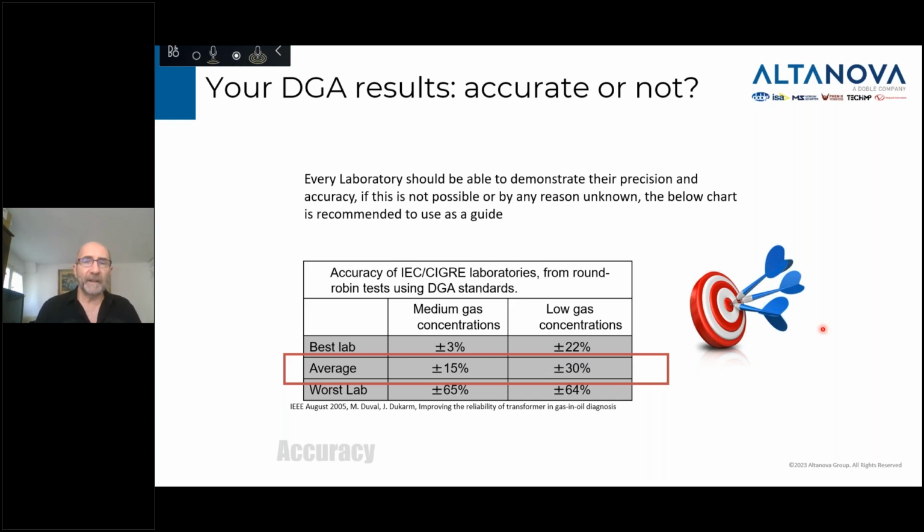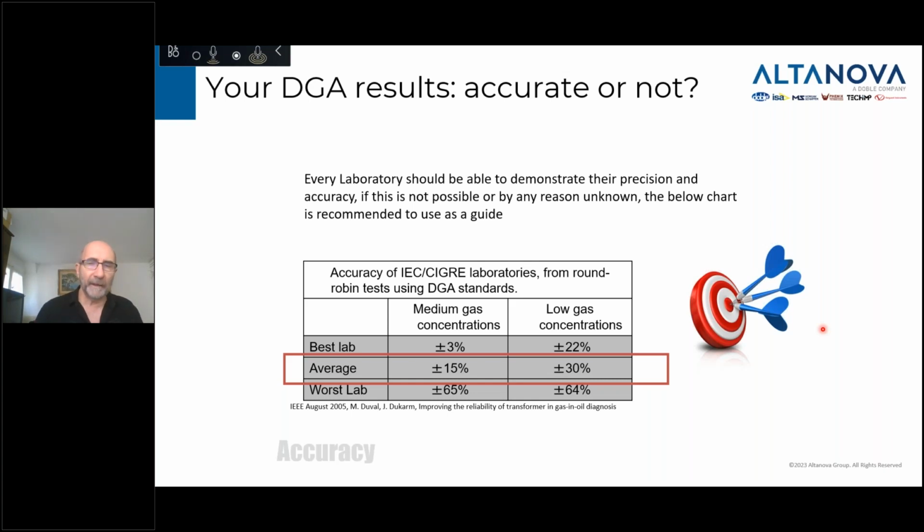So what they did is they sent to those labs what we call a gas in oil standard. So it's a specific oil in which a specific quantity of gas has been dissolved very, very carefully, to a very tight spec. They sent those samples with no information on them, just an oil sample as it is, to those labs. One of the samples has what we call medium gas concentration, so it's mostly around 100 ppm. And one of the samples had low gas concentration, around 10 ppm. And they asked those labs to measure them and send back the results.